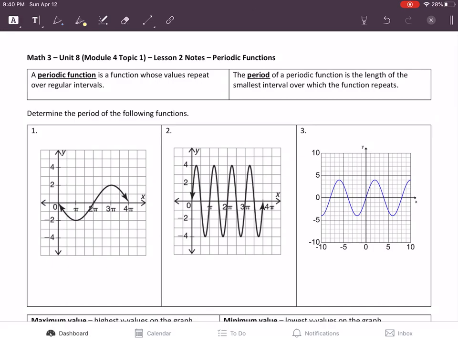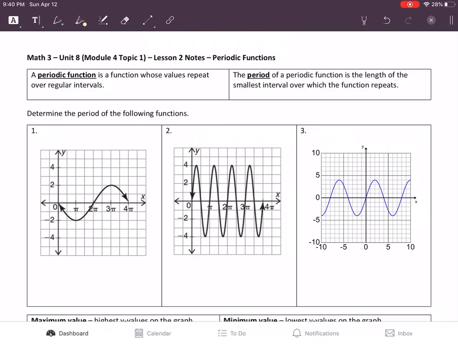Okay, so we have a graph here that goes down, then up, then down. And it's going to keep going down and up and down. Same thing with number 2. It goes up, and then it goes down, and it goes up and down and up and down. All right, because it keeps repeating itself doing the same motion each time, it's called a periodic function.